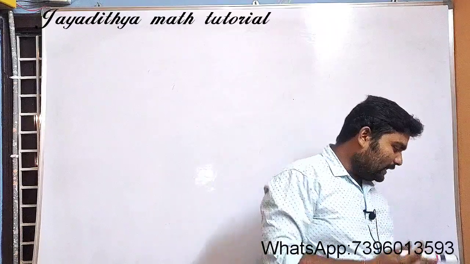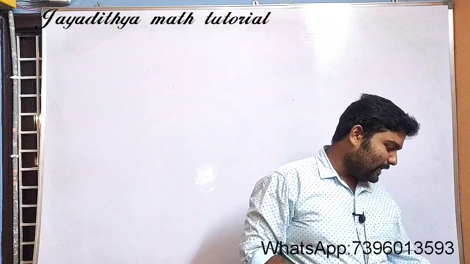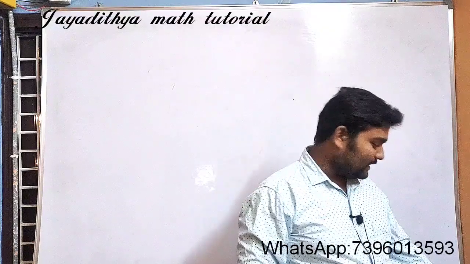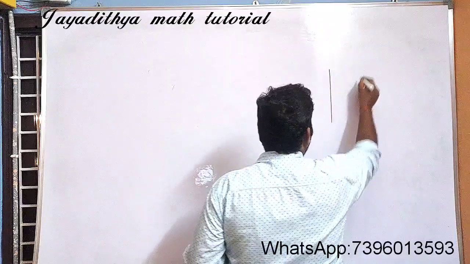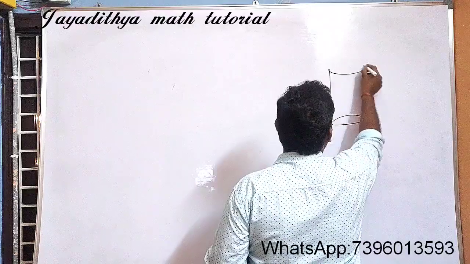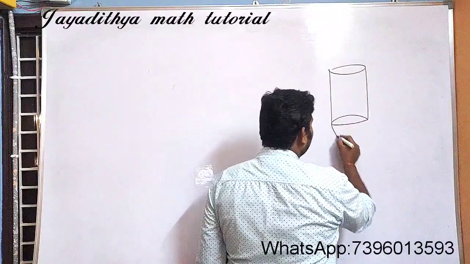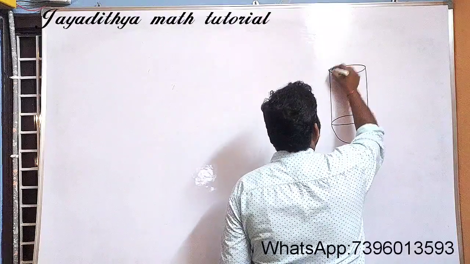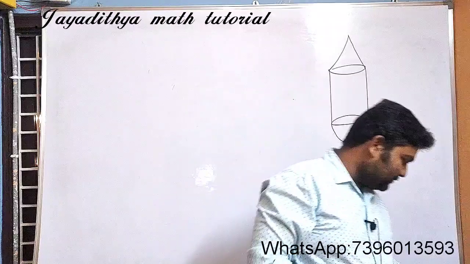What is that? A solid is in the form of a right circular cylinder with a hemisphere at one end and a cone at the other end. Okay, so see here there is a solid. It seems the solid is in the form of a right circular cylinder. To one of its ends there is a hemisphere and to the other end there is a cone.